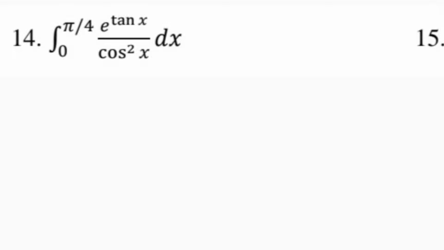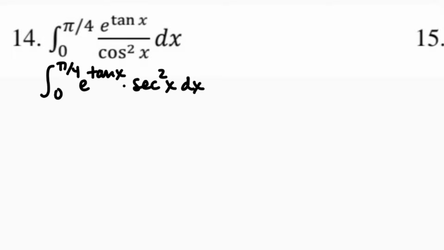I know an antiderivative for e to the u, but that cosine squared x, what we need to realize is that a cosine squared x in a denominator is the same as multiplication by secant squared x. And I think if I rewrite this integral as the integral from 0 to pi over 4 of e to the tangent x times secant squared x dx, you'll see the u-substitution a lot clearer. And I'm going to let u equal tangent x. The derivative of tangent x is secant squared x, so this is going to be a perfect match. du is secant squared x dx.